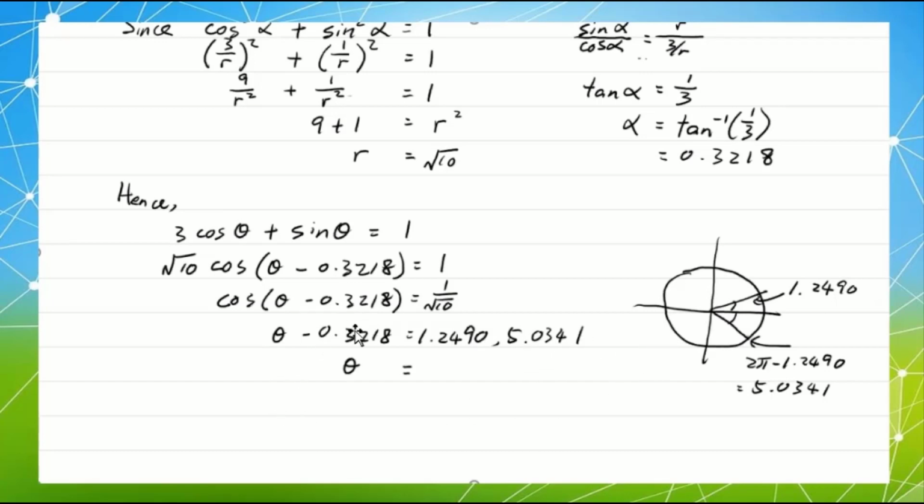Then finally we shift 0.3218 to the right hand side. So therefore theta is equal to 1.5708 and 5.3559.